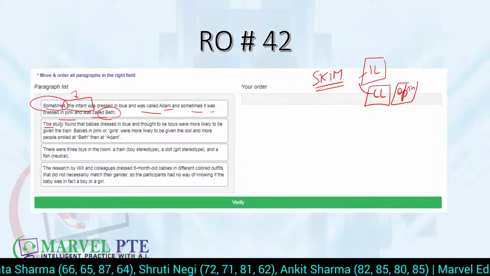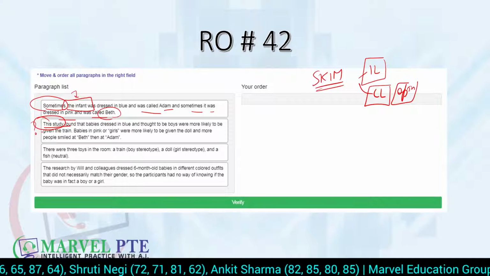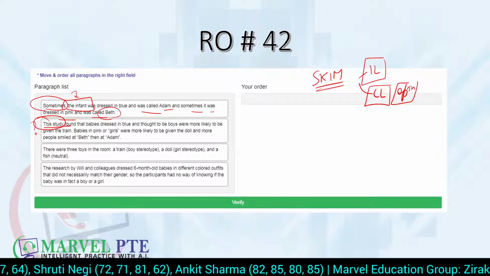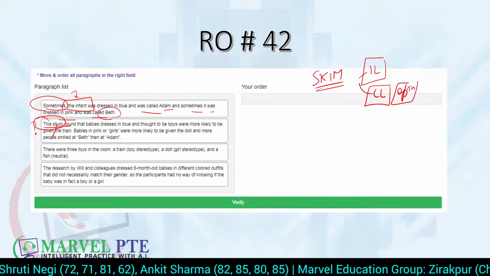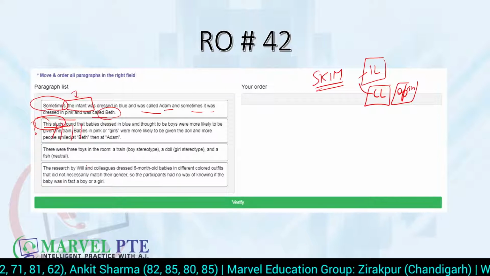Second, this study found. Which study? We have no idea, right? So this study found, it's not an independent sentence. Okay, this study is a pronoun reference. It cannot be an independent sentence.